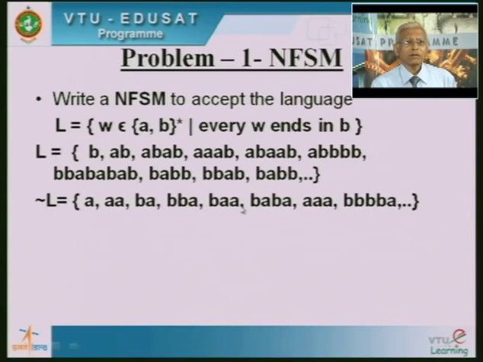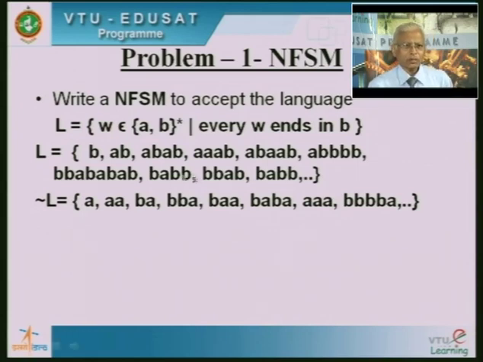Now, we will see how to write a non-deterministic finite state machine for some examples, and then in the end we will try to convert a non-deterministic finite state machine to a deterministic finite state machine. The first and foremost, just to recollect what I discussed yesterday: if you want to write a non-deterministic finite state machine for L, derived from W an element of {A, B} star, where every W ends in B.